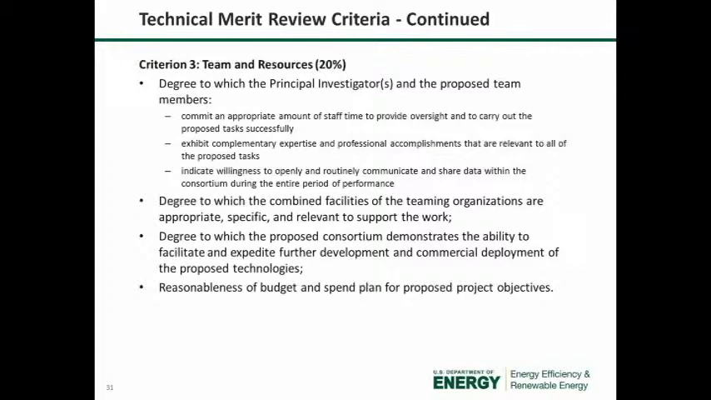For Criterion 3, teaming and resources, weighted at 20%. The proposal will be evaluated with respect to the degree to which the principal investigators and the proposed team members commit an appropriate amount of staff time to provide oversight and to carry out the proposed tasks successfully, exhibit complementary expertise and professional accomplishments that are relevant to all of the proposed tasks, indicate willingness to openly and routinely communicate and share data within the consortium during the entire period of performance, the degree to which the combined facilities of the teaming organization are appropriate, specific, and relevant to support the work, the degree to which the proposed consortium demonstrates the ability to facilitate and expedite further development and commercial deployment of the proposed technologies, and lastly, the reasonableness of the budget and spend plan for proposed project objectives. Next slide.